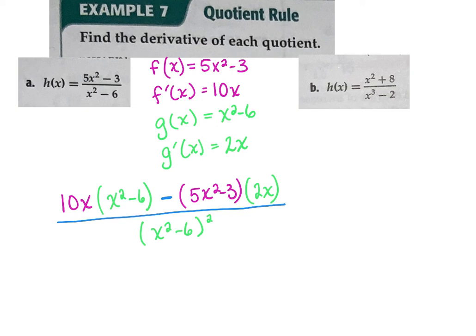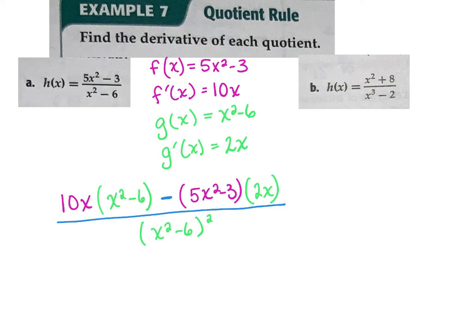All right? And by the way, I typically have you leave it like that. I don't have you FOIL the bottom. You just leave it as a group squared. Okay? I do make you simplify the top, but for the bottom, you just leave it the way it is. Okay? So let's simplify the top.